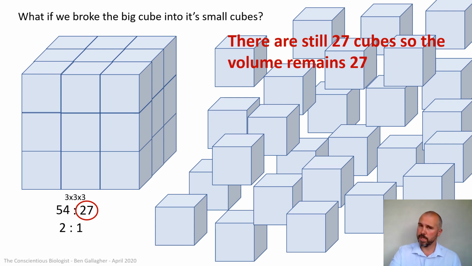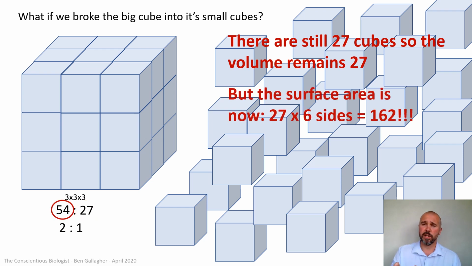So the volume remains 27. That doesn't change. But now the surface area is 27 times the 6 sides, which is 162. It was only 54. You can see I've marked it in red over there. So we've gone from 54 to 162. Bit of quick maths, you might realise that 162 is triple 54. So just by taking that cube and cutting it up into all its small cubes, we've tripled its surface area.